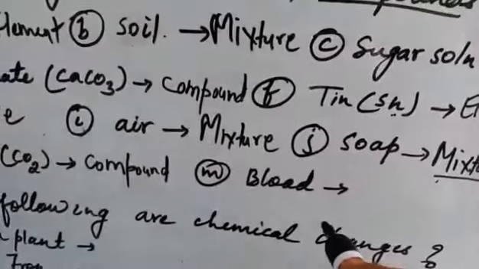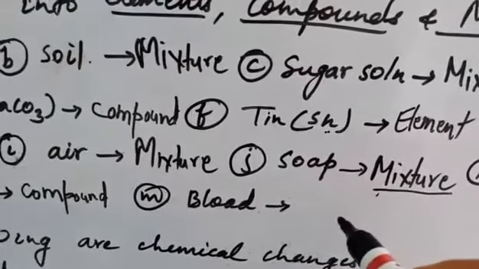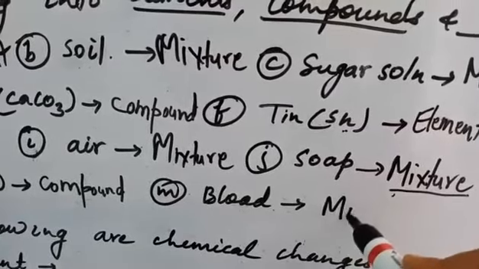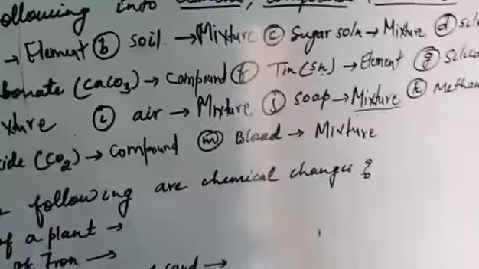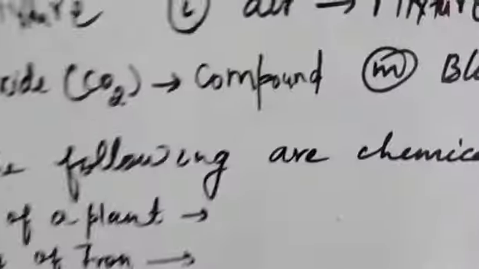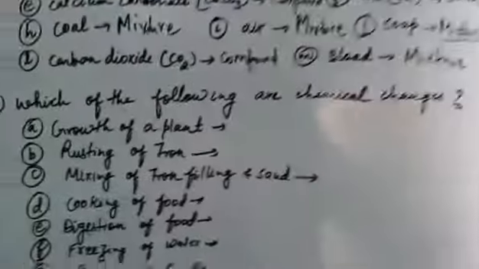Okay. Now blood, you know it is a colloid solution, so a colloid solution comes under mixture only, heterogeneous mixture, so it is a mixture only. Okay, the next one is, which of the following are chemical changes?